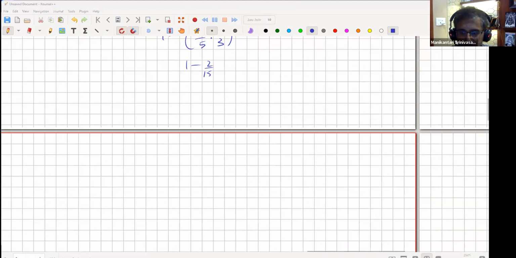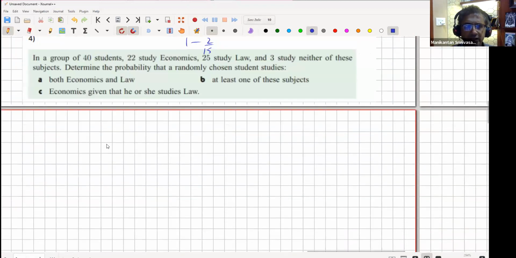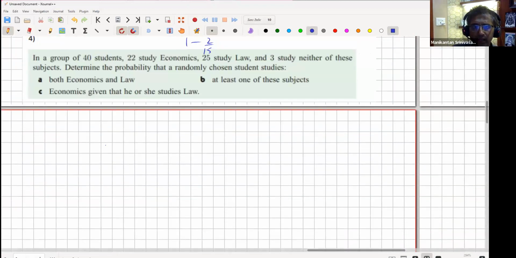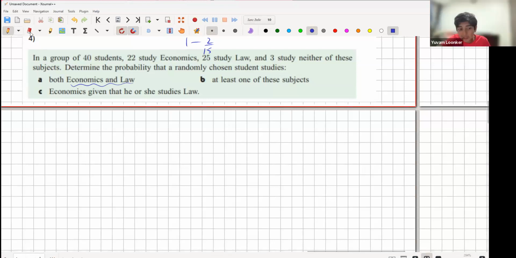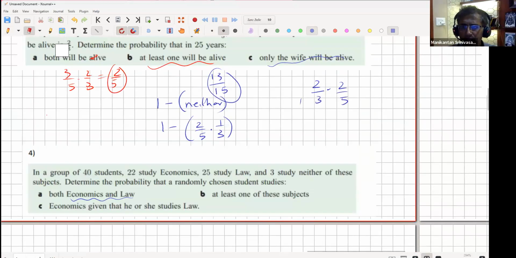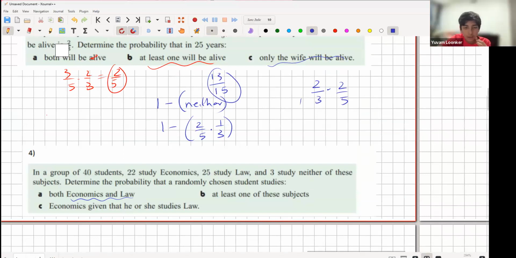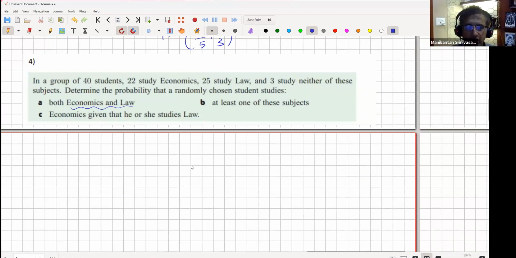Question 4. In a group of 40 students, 22 study law, economics, and so on. Determine the probability that a randomly chosen student studies both economics and law. Sir, I'm sorry. What was the answer to 3C? Oh, okay, no, you don't have to be sorry. I just skipped it because it was fairly easy, right? 4/15, I think. Yeah. 4/15. Okay, all right.